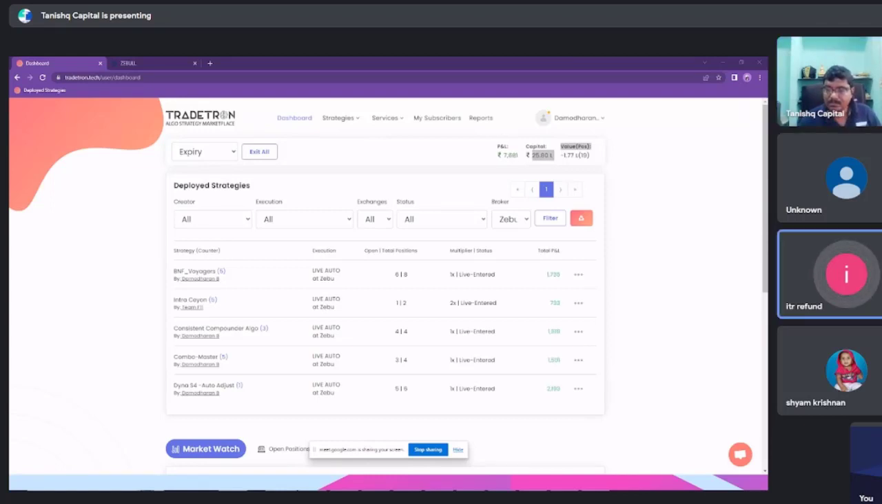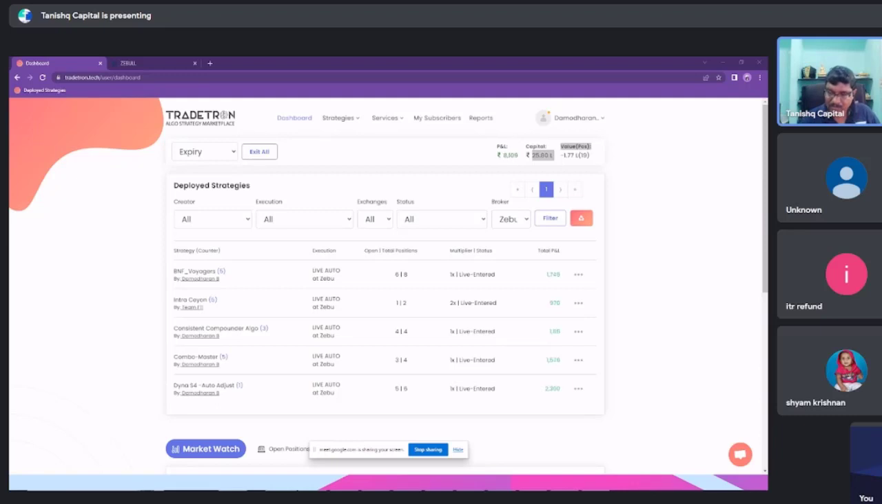Somebody is asking, sir, are you taking class to punch our own strategy in algo? Yeah, you can check with my team. They will help you out, because we don't take classes, we support you. If you have a strategy, my team can help you to automate that. That you can always take.